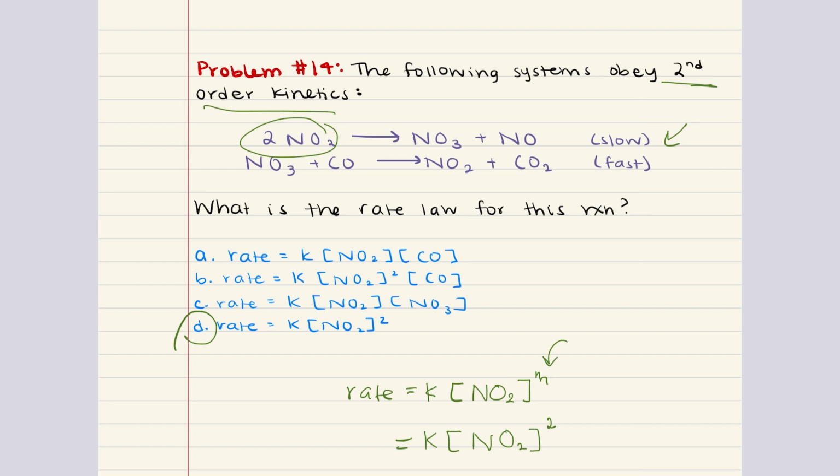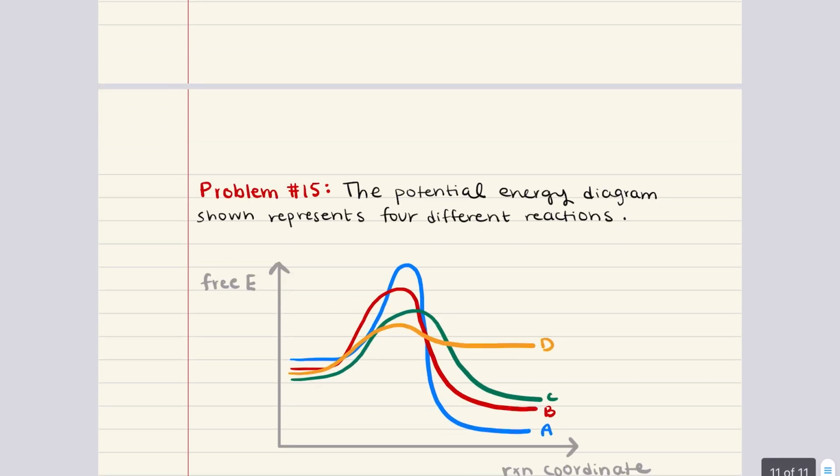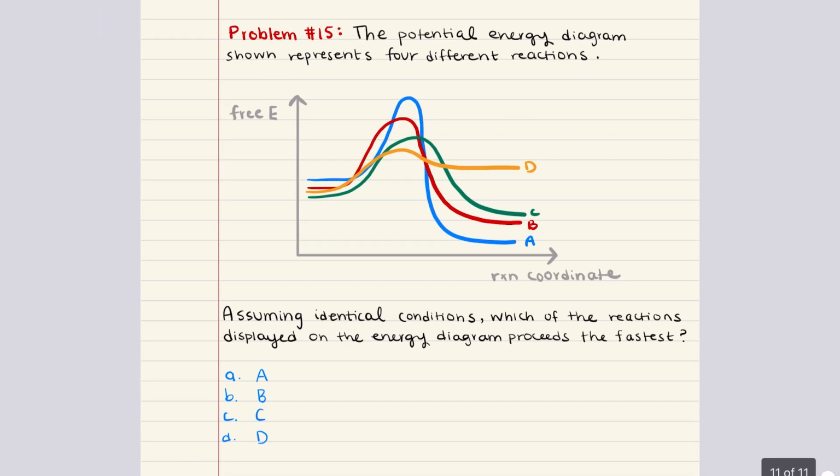And the concentration of nitrogen dioxide is squared in the rate law because the question tells us the system obeys second order kinetics. And I know I repeated that in maybe 3 different ways, but I hope that at least one of them resonated with you. So the answer to problem 14 is D. And now we can move on to our last and final question, problem 15.